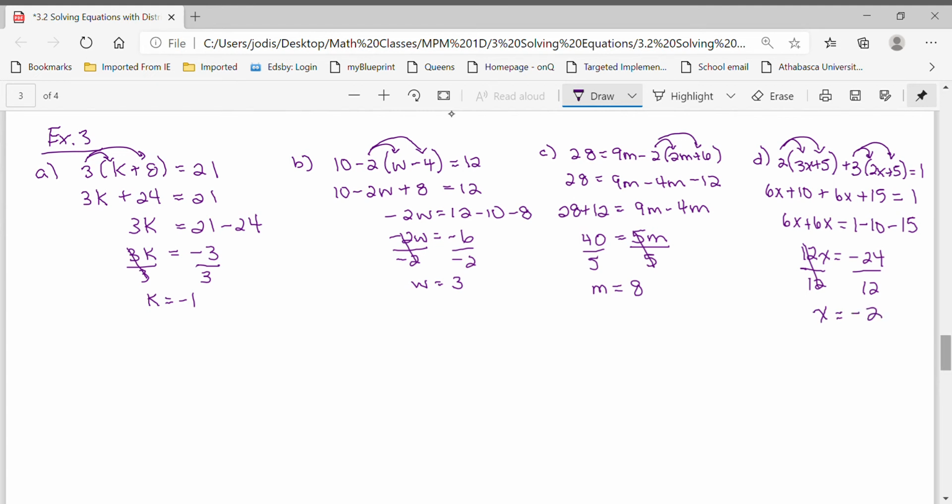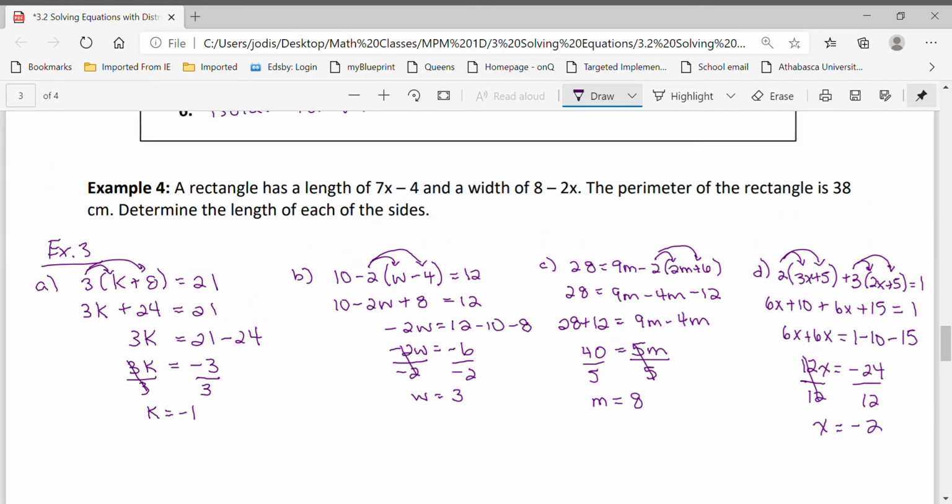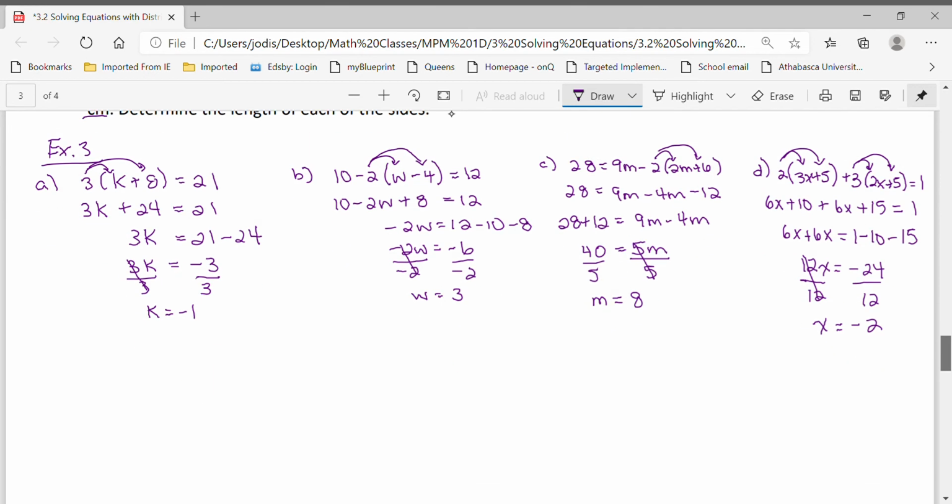Okay, so I'm going to go back up for a second to my example 4 here. In this one, this is kind of like a real life question. We have a rectangle that has a length of 7x minus 4 and a width of 8 minus 2x, and we know the perimeter is 38 centimeters. So we want to determine the length of each of the sides.